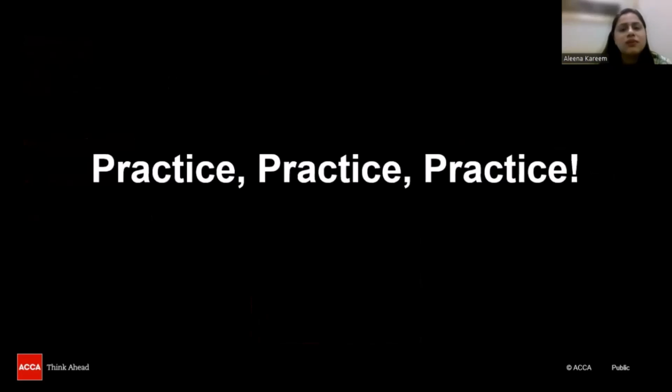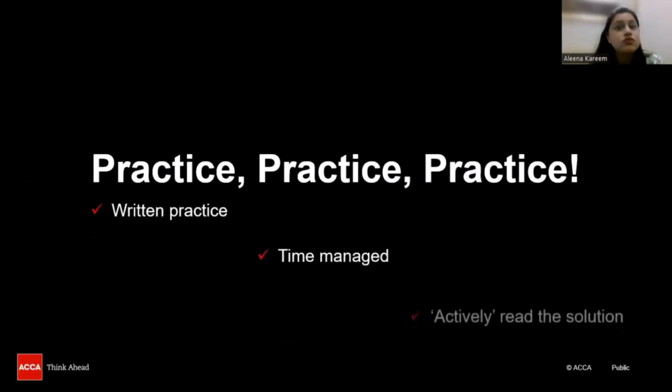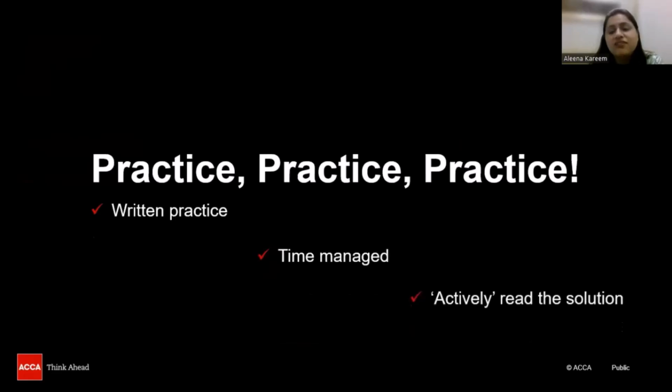Now, with this, we come to the last part. Please focus a lot on practice because just learning the formulas is not enough. Do written practice, do time-managed performance, and actively read the solution to identify how the situations have been tackled over here. And this is my final tip.